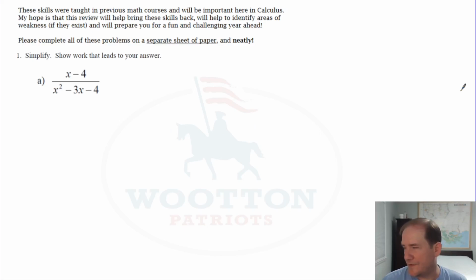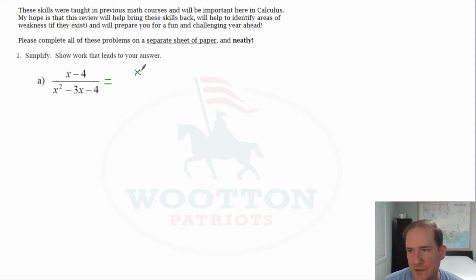Looking at this, the thing is called a rational function because it's a fraction. The numerator is a function, the denominator is a function. And when you've got a function that's built from two other functions and you're dividing them like this and it looks like a fraction, that's called a rational function. So to simplify this, what you want to do is factor.